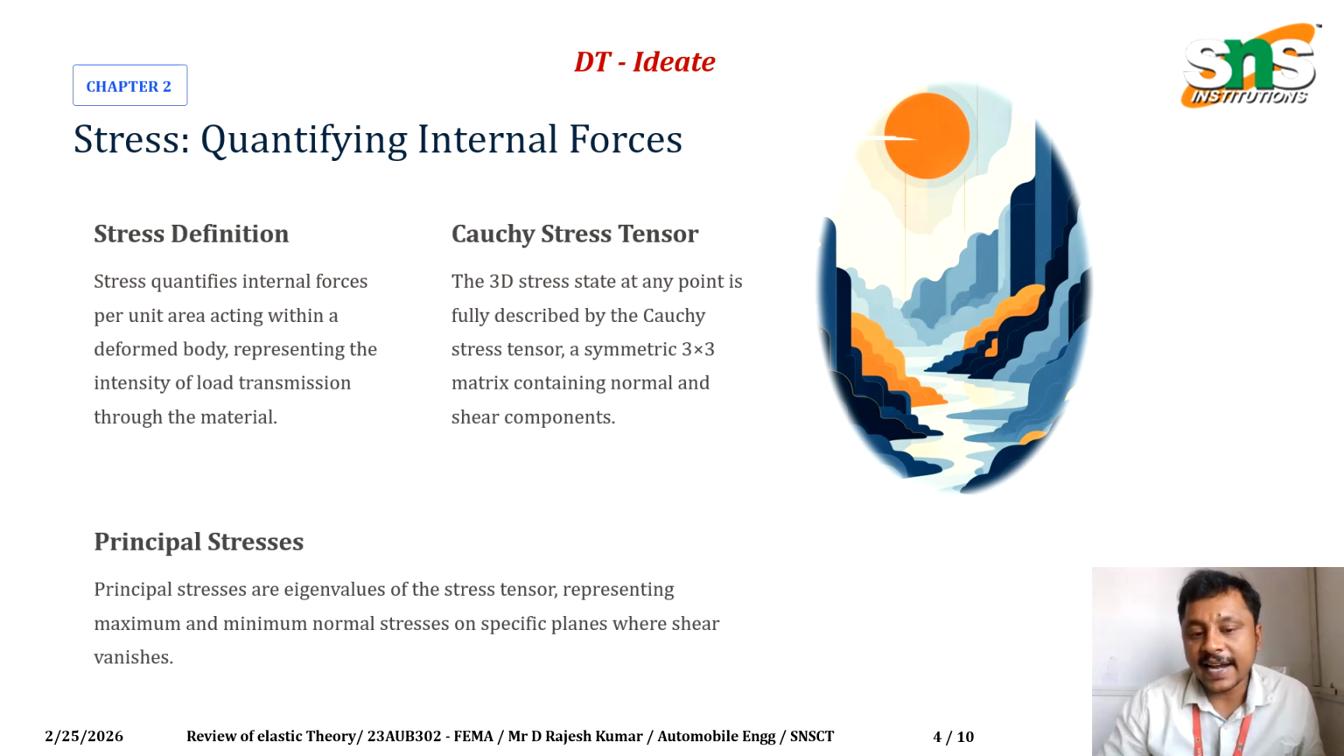For a complete 3D description, we use the Cauchy stress tensor, a symmetric 3 by 3 matrix containing both normal stress components and shear stress components. At any point in a loaded body, three principal stresses exist. They are the maximum stress and the minimum stress on specific planes, where the shear stress vanishes. Understanding these is crucial for predicting failure.